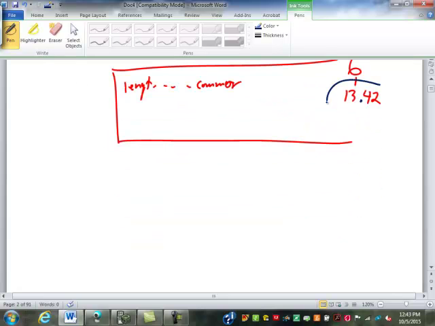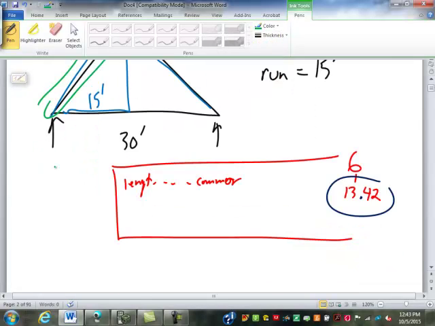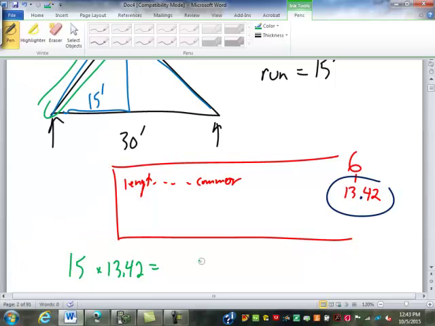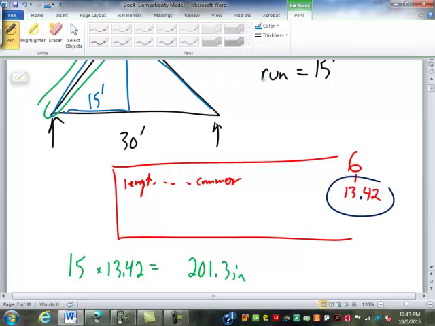What does this 13.42 mean then? Well, it means for this situation here where we have a 15-foot run, the length of the rafter right here is found by taking 15 feet times 13.42. Now this is going to give us the length of that rafter in inches. So 201.3 inches. Now we have to convert that back.